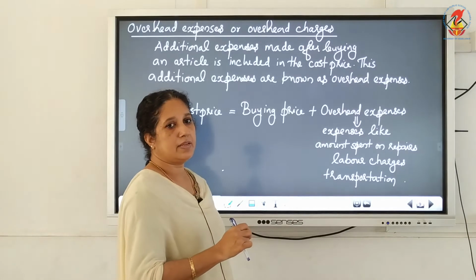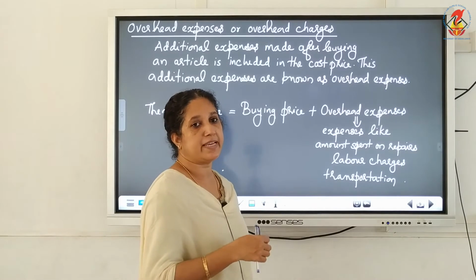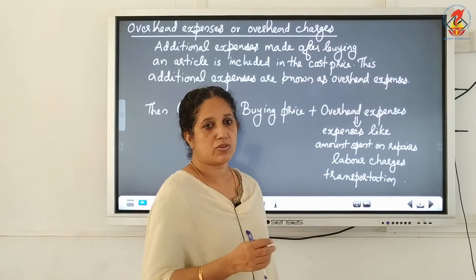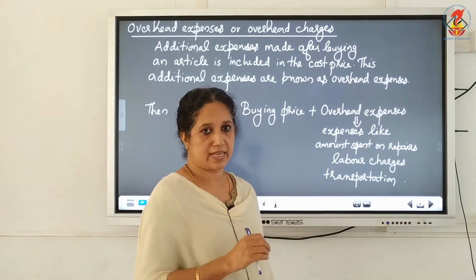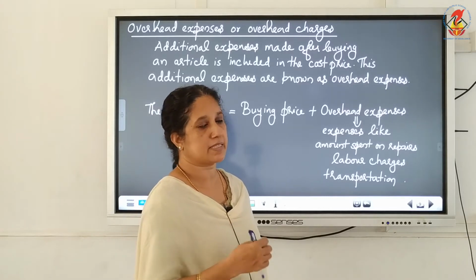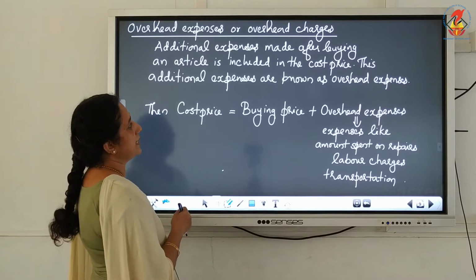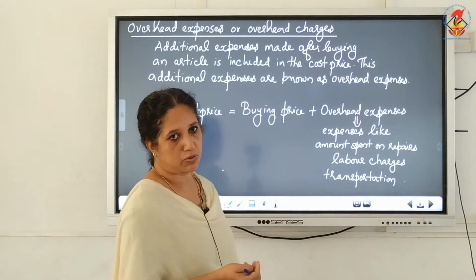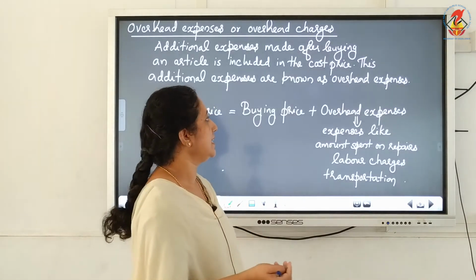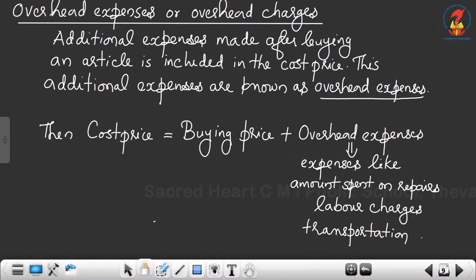Now, sometimes we have to make some additional expenses while buying the article, after buying the article or before selling. The additional expenses made after buying an article are included in the cost price. These additional expenses are known as overhead expenses or overhead charges.